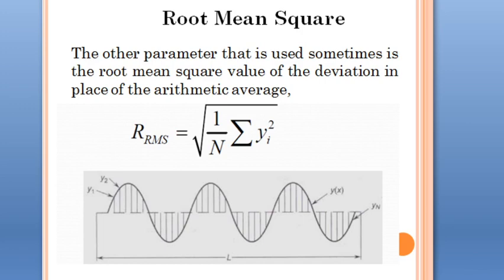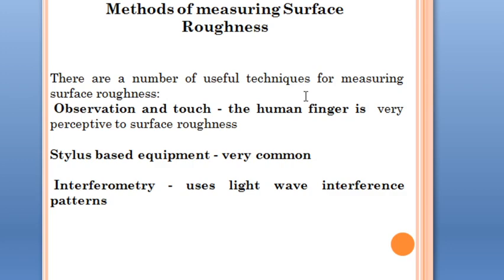In the RMS value, the formula is a square root. Root mean square, therefore square root of 1 by n summation of yi square. The surface is divided into a number of lines, so y1 up to yn. Then 1 by n is the average, then we take the square root. So the RMS value is used for finding the Ra value.